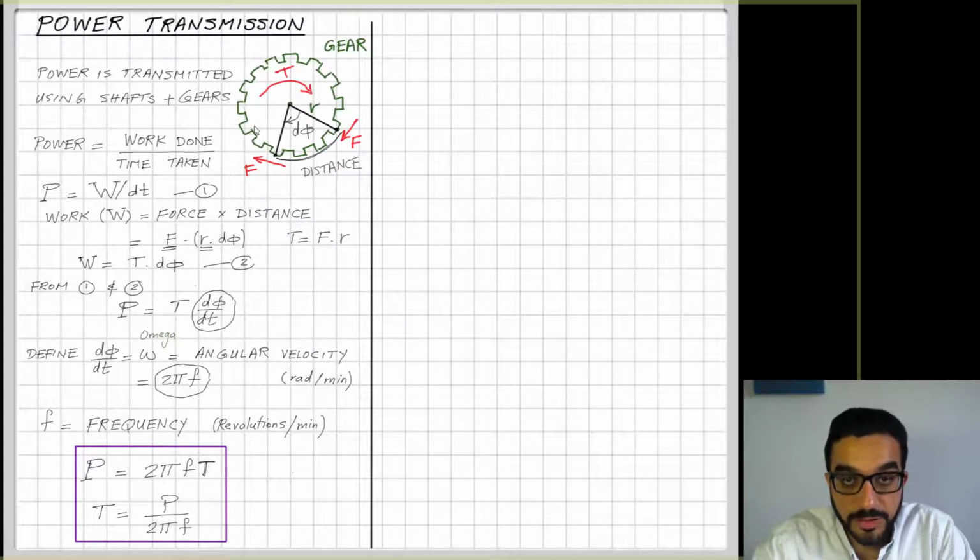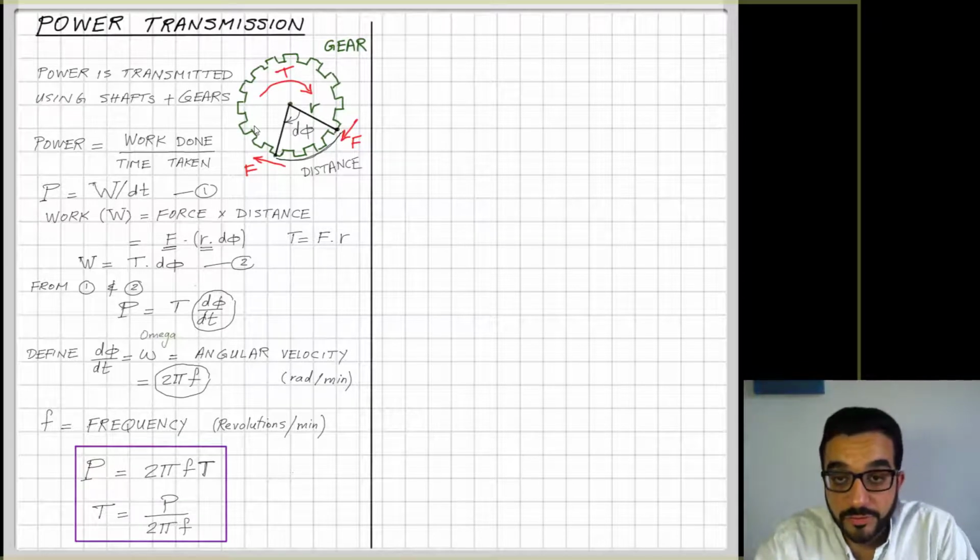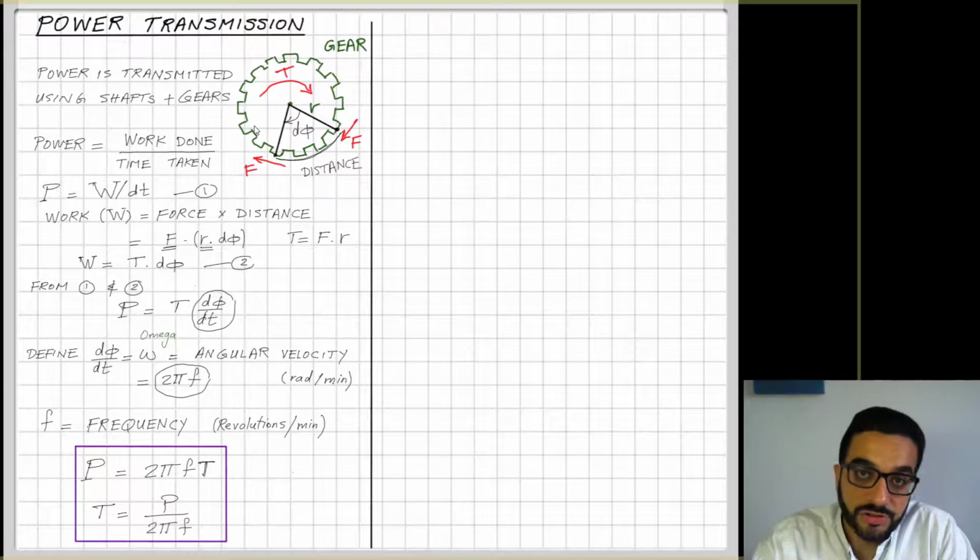Very important formula here to remember. The power transmitted in the gear is equal to 2 pi, the frequency of that power that's generated, and the torque that's transmitted. Or if you are in strength of materials dealing with statics, we are interested more in the torque. So torque is equal to P, the power input in the system, divided by 2 pi times the frequency of the engine generating that power.